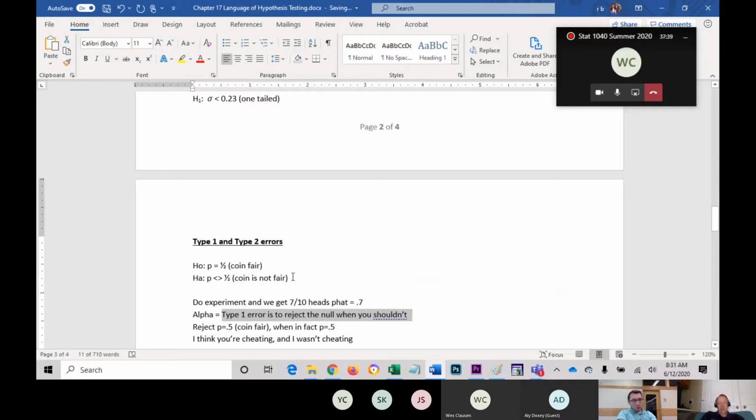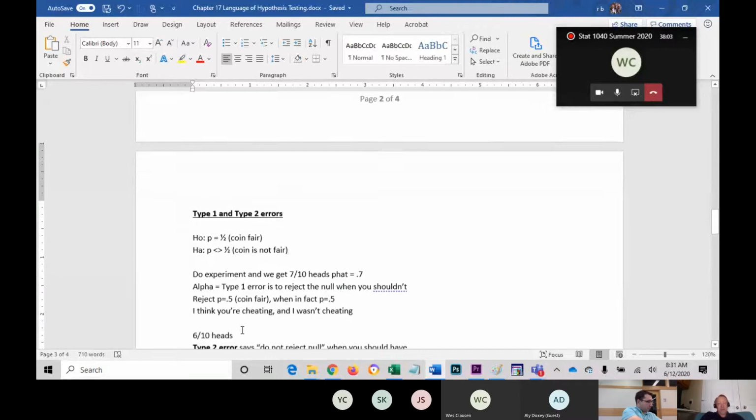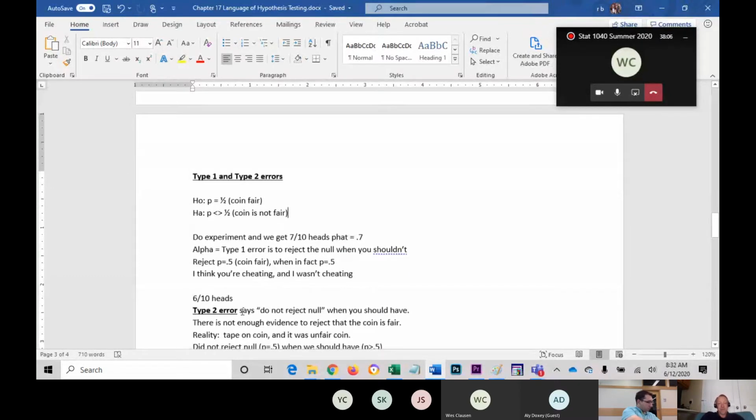Now, so there's two mistakes that we can make. So I just told you the first mistake. You said the coin wasn't fair, and it was. So the other error that we can make is we could say the coin is fair, but the coin wasn't fair. Okay? So the type 2 error says do not reject the null when you should have. Okay? We're going to use the same experimental values. Okay? 0.7. Okay? So we get 7 out of 10 heads.